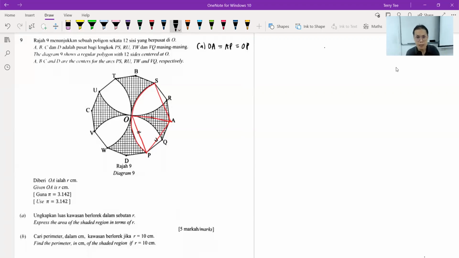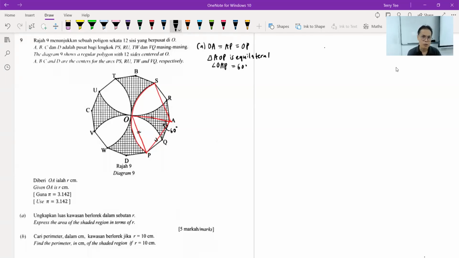So what is the significance? We know this angle should be 60 degrees. It's what we call an equilateral triangle. So triangle AOP or OAP is equilateral. If it's equilateral, we know this angle OAP is 60. So what is the significance of finding 60 degrees here? Because we're finding the area of the shaded region.